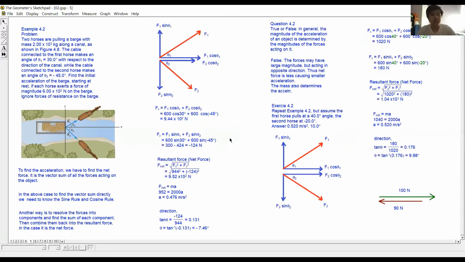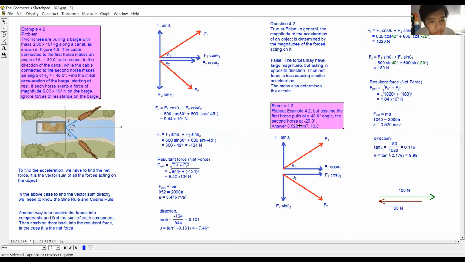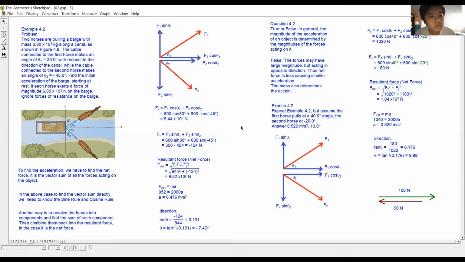On one page because actually they are referring to the same problem. You see, this example 4.2 is about the horse pulling the barge, and example 4.2 is the same. Repeat example 4.2, but they just change the angle to 40 degrees and negative 20 degrees. So they are actually the same problem, right? So I put these two problems on the same page so that you can refer to them.